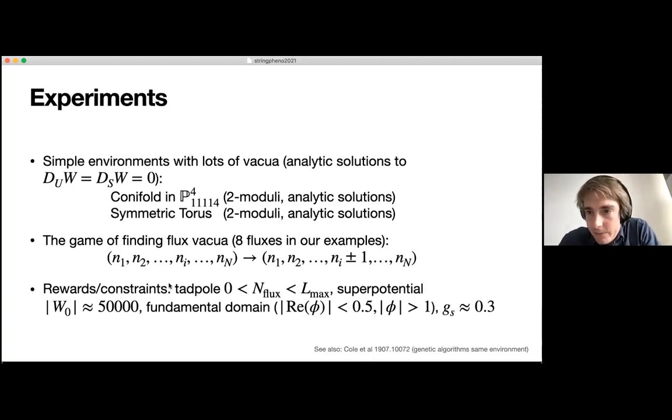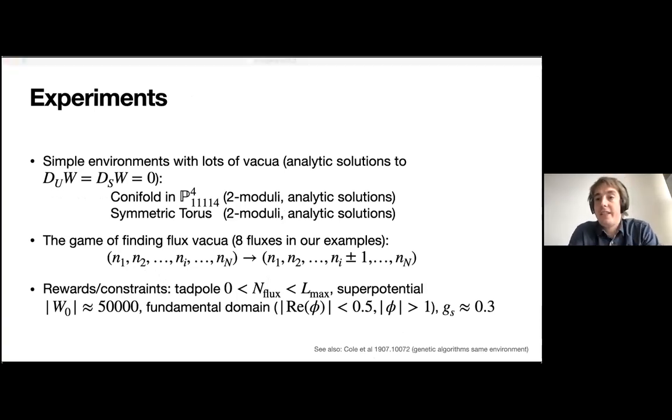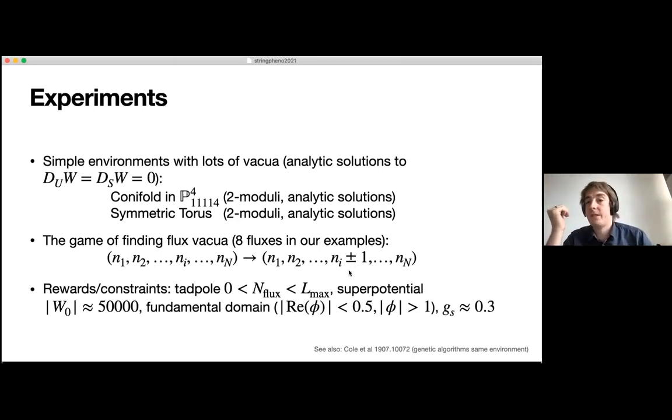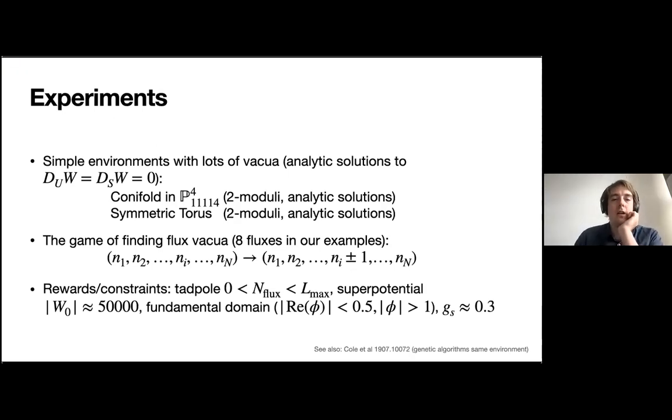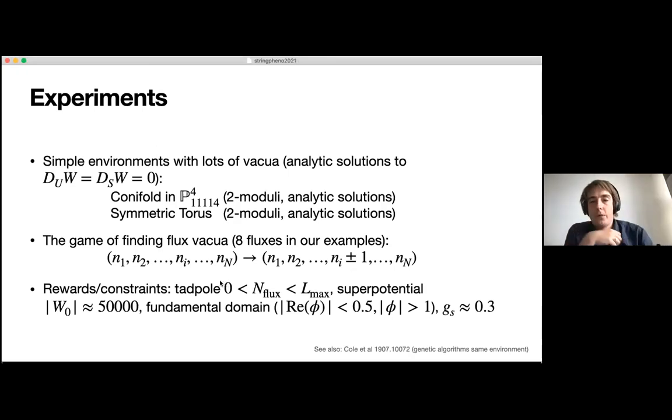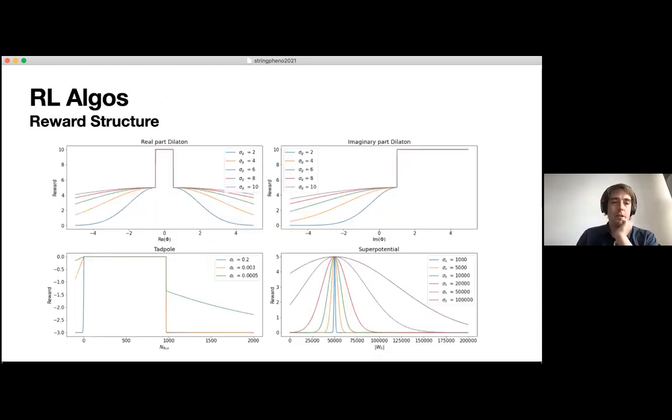Now, in this context, we have a situation with 8 fluxes that we have to tune. In terms of reinforcement learning, we have to walk in this space. What we do is we add and subtract one of these flux quanta. And what we want to tune for is a W0 of order 50,000, same as in this paper, and to obviously have vacua in the fundamental domain. And we have experiments where we are focusing on particular g_s values.